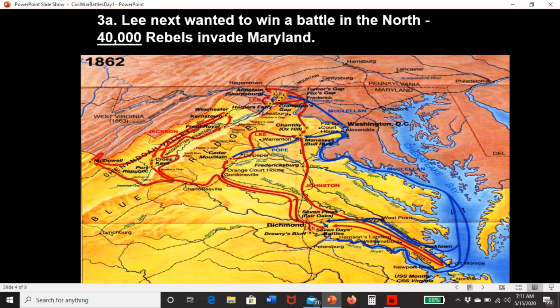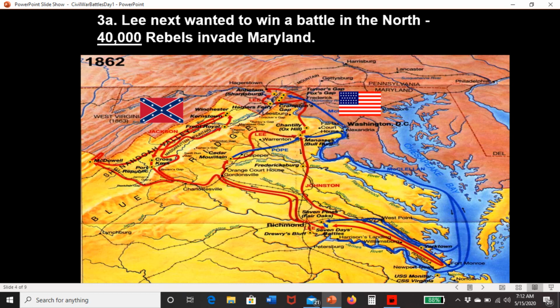Now, after having some big-time victories in the South defending Richmond, Virginia, Robert E. Lee and Jefferson Davis are looking to switch it up a little bit. They're looking to gain more momentum by not only defending their homeland in the South, but by taking the fighting up to the North, in which he's going to lead part of his Northern Virginia Army up north to invade Maryland.